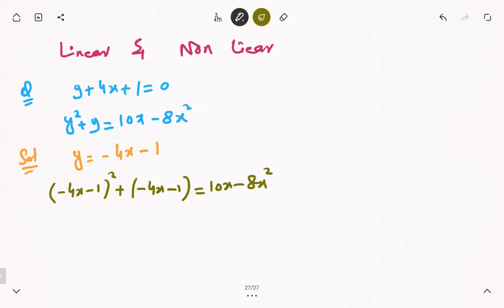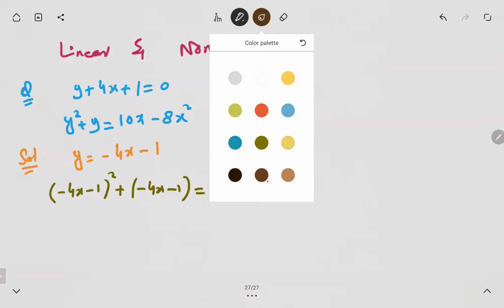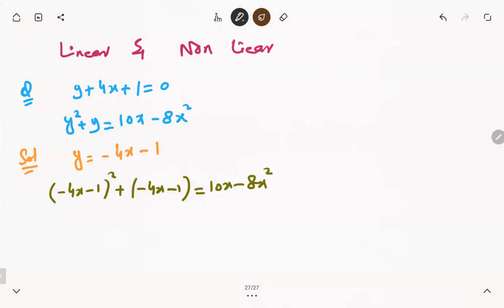I hope you can simplify this minus 4x minus 1 whole square, and you can solve the quadratic equation as well. Okay, let's simplify this. We know a plus b whole square. Here we have to open the square, minus 4x minus 1 whole square. That's an important thing. How to open minus 4x minus 1 whole square?